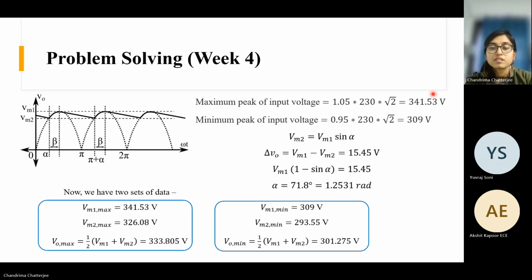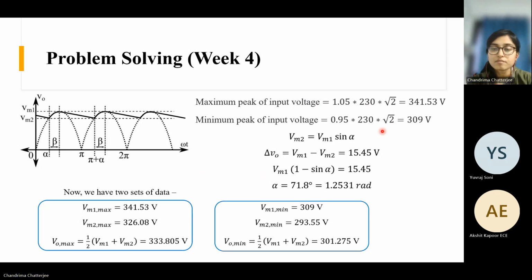So this is a standard design formula. Next, here I have shown the tolerance that was given for the range of the source voltage. I have calculated the maximum peak of the input voltage and the minimum peak of the input voltage. When the RMS value is given to us, the peak value is RMS times root 2. Here I have multiplied 1.05 because the range was plus minus 5%. So 1.05 times 230 root 2 will give us the maximum peak, and 0.95 times 230 root 2 will give us the minimum peak.